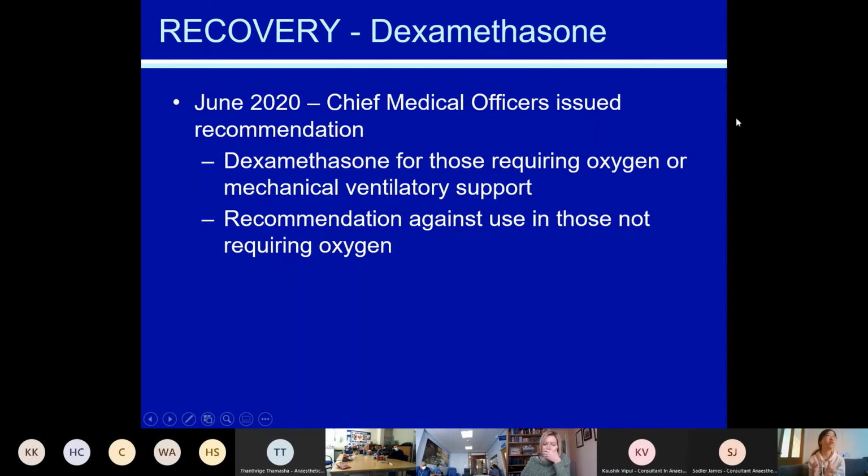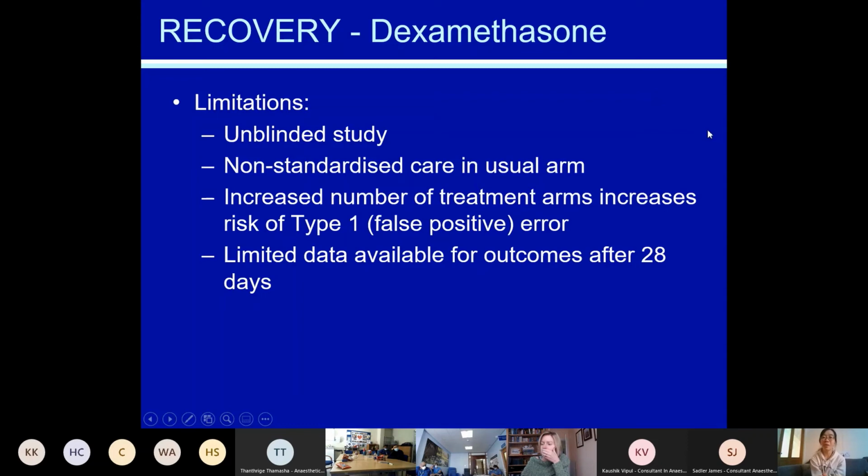So looking at the survival curves, looking at the initial data, in June 2020, just after the preprint, the chief medical officers issued a recommendation across the NHS that anyone requiring oxygen or mechanical ventilatory support should receive dexamethasone as per the trial protocol, with a recommendation against anyone who is not on oxygen because of that potential harm. So that changed practice almost virtually overnight, within 3 months of starting a clinical trial.